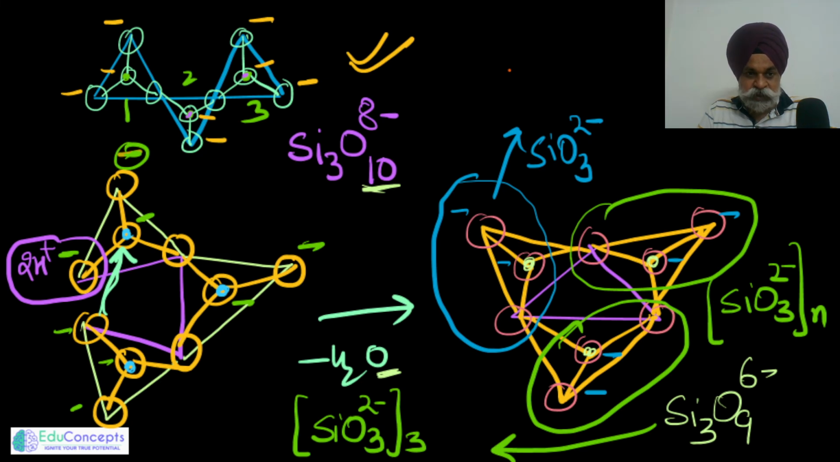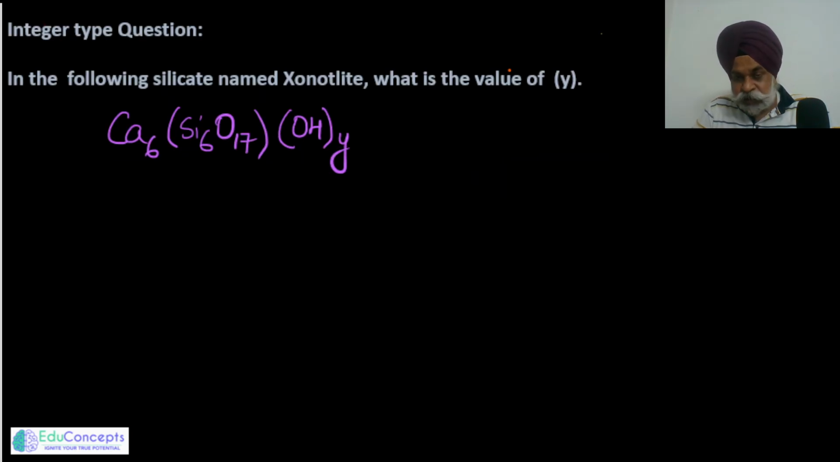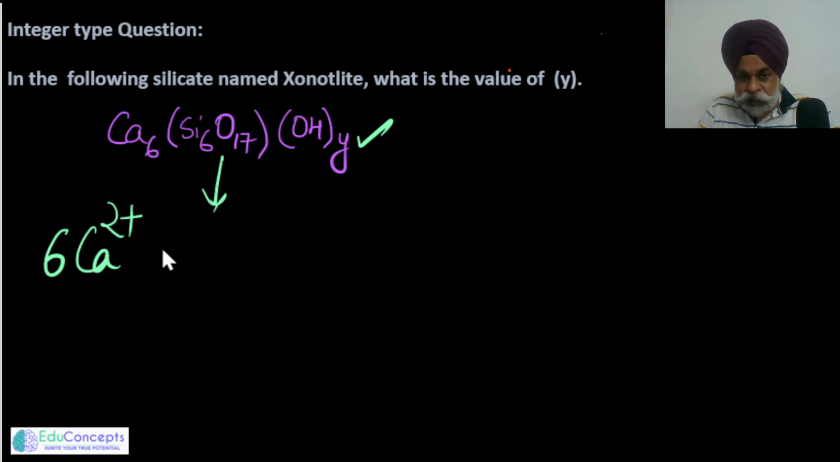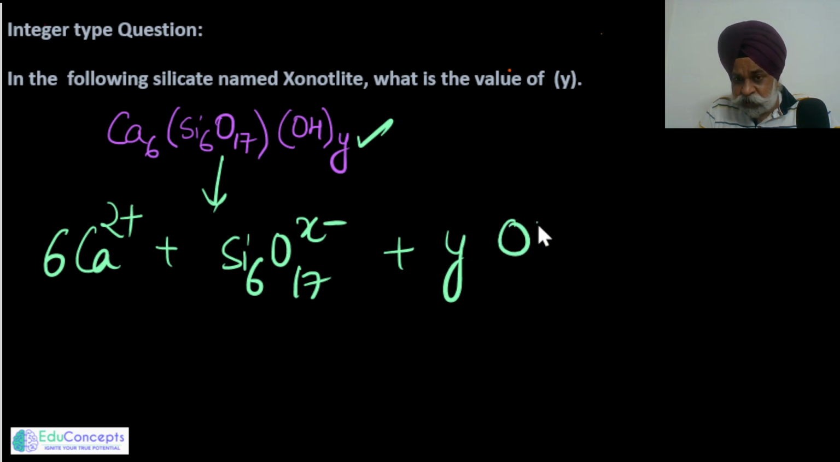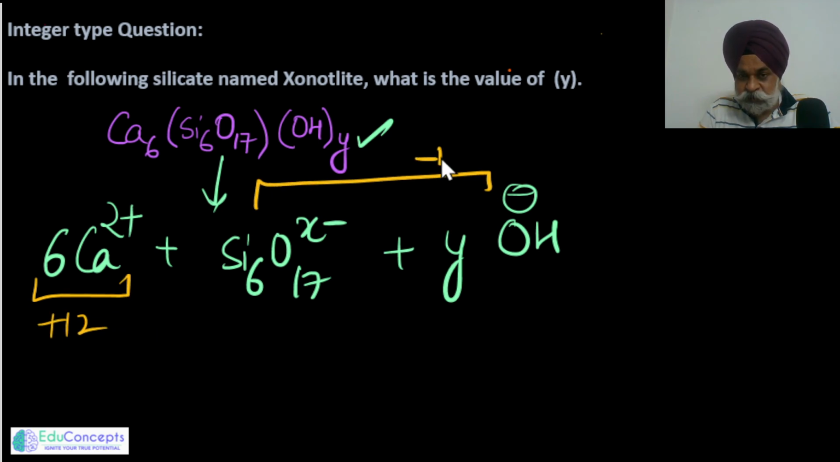Moving on to the last problem, which seems easy. This is a very often asked question, and it can be asked in NEET or JEE Advanced, that you are supposed to find the value of Y here. If I break this structure, this calcium would always be 2 positive, then Si6O17 with X negative, and this is Y. OH always has a negative charge of 1. So in this problem, this is 12 positive, here it definitely would be minus 12. Then only it is a neutral silicate. Now we only have to identify the value of X.